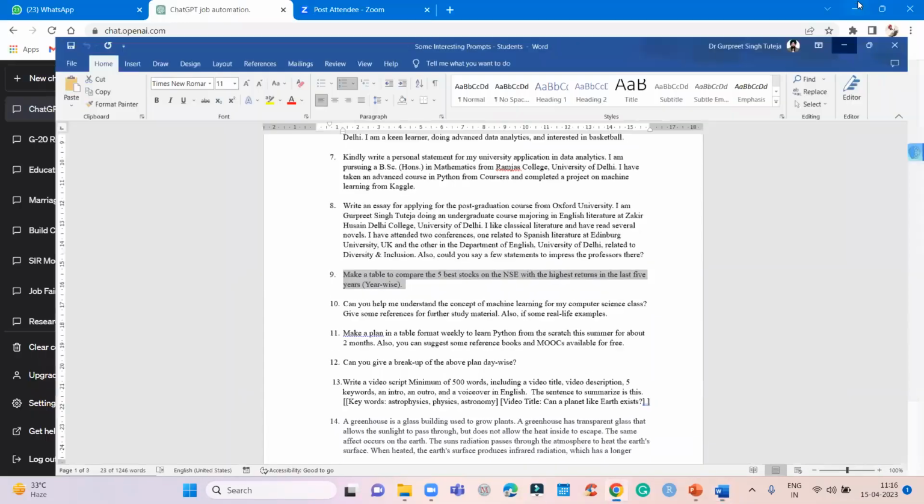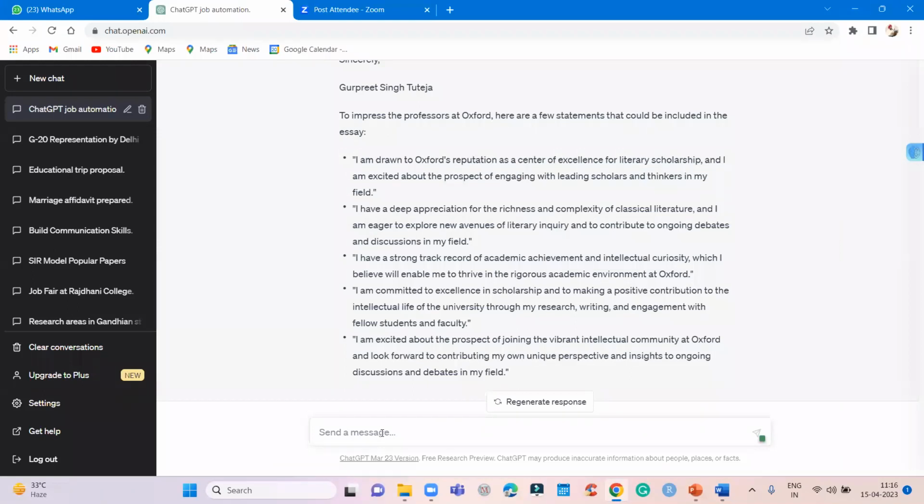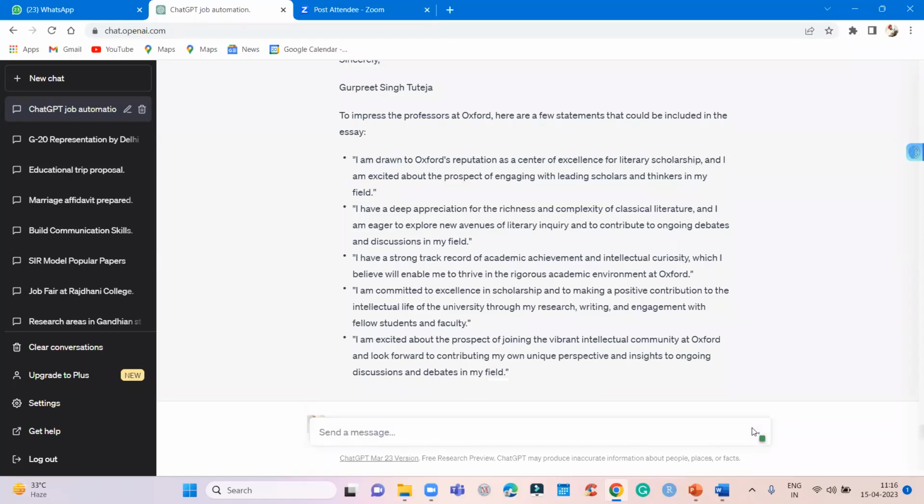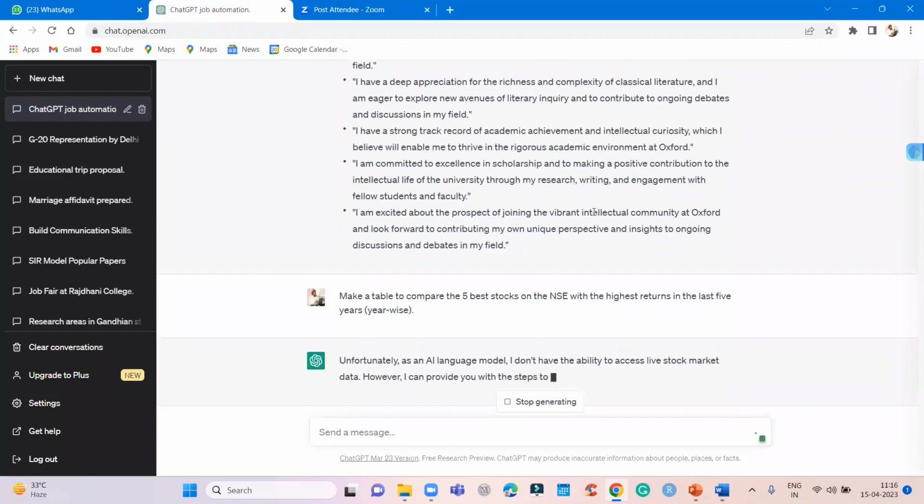I have something different for you. Make a table to compare the 5 best stocks on the National Stock Exchange with the highest return in the last 5 years, year-wise. Those who are investors like me always look for such things. They want an unbiased report. So let's see, it can make a table for me.